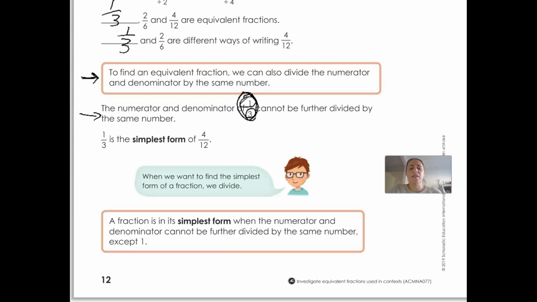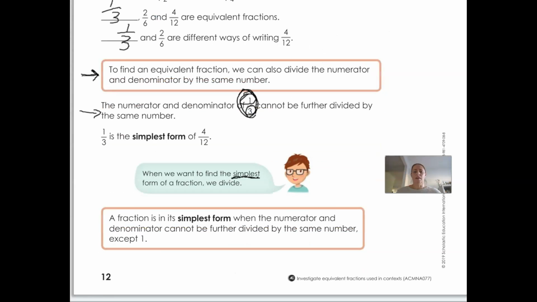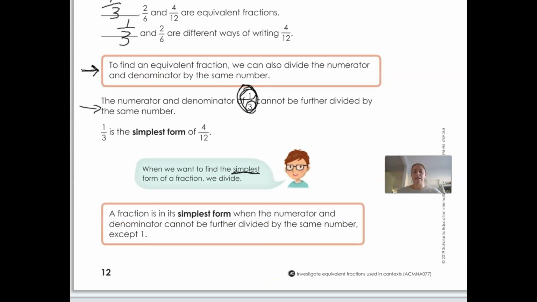So when we want to find the simplest form of a fraction, we divide. And that's really important because this text is going to ask you to find the simplest form of a fraction lots. So you're going to have to get used to dividing it right back to its simplest form. A fraction is in its simplest form when the numerator and denominator cannot be further divided by the same number except 1. Okay? So hopefully that made sense to you guys.